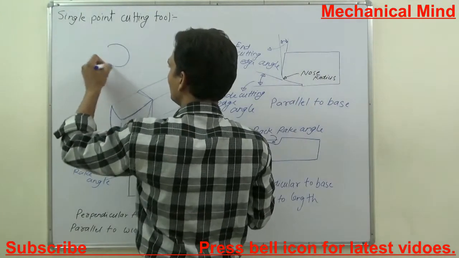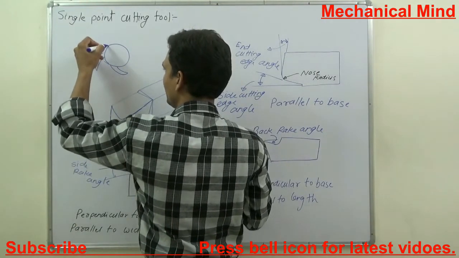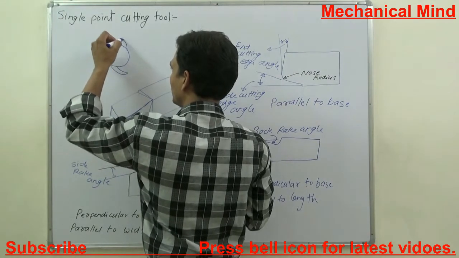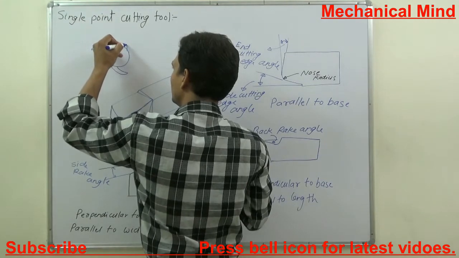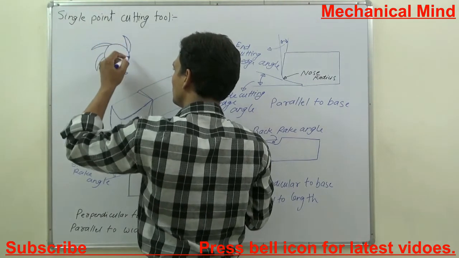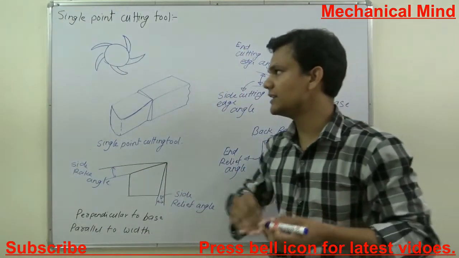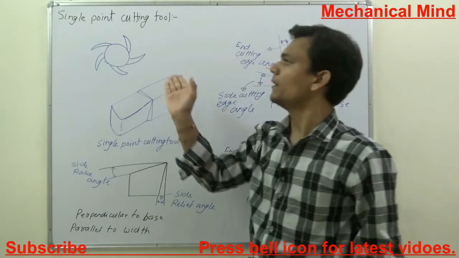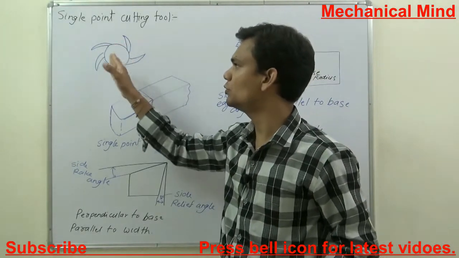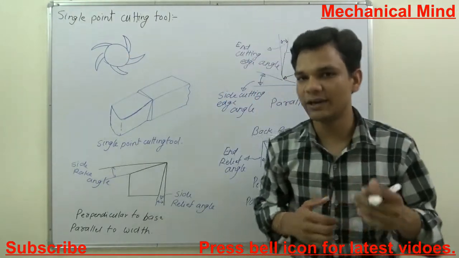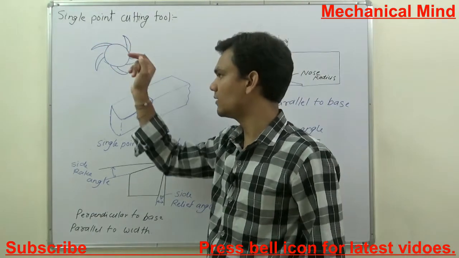If we draw a multi-point cutting tool, in a multi-point cutting tool we provide a number of single point cutting tools. Means a multi-point cutting tool is also a single point cutting tool. If we take only one cutting edge of a multi-point cutting tool, we count these edges in a group. So due to this, these tools are known as multi-point cutting tools. This is for milling, or this is a diagram of a milling cutter.